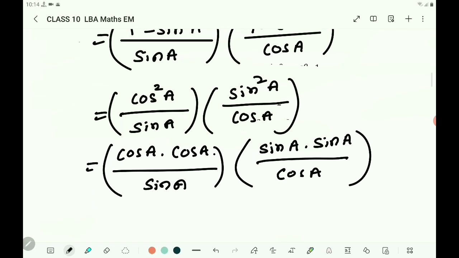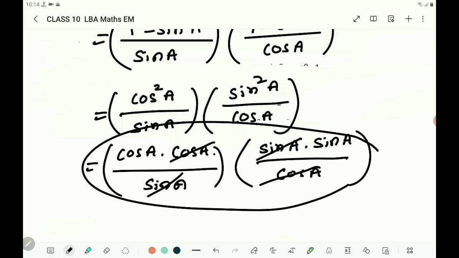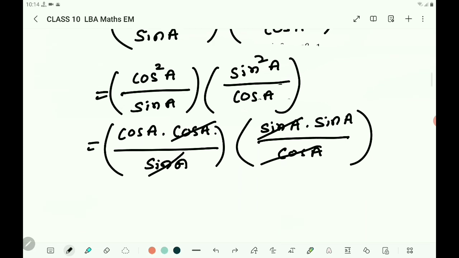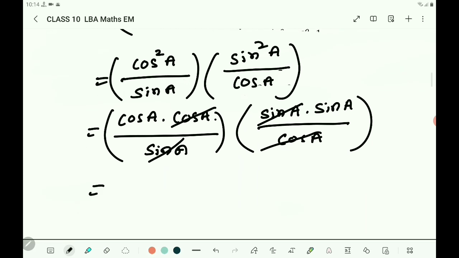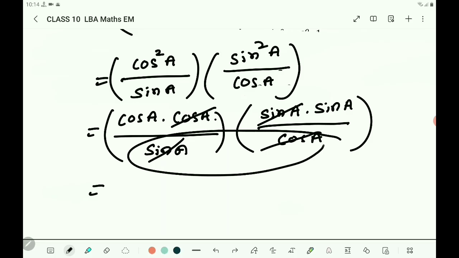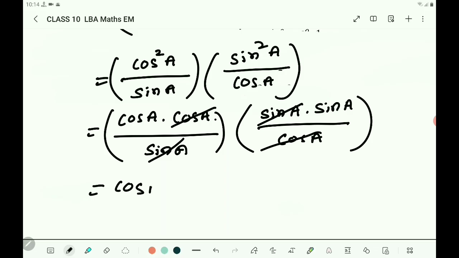Here you can cancel cos A and sin A as it is a product. Now what is remaining? Cos A and sin A are remaining in the numerator and 1 in the denominator. So you can take cos A into sin A, which is considered as 1.